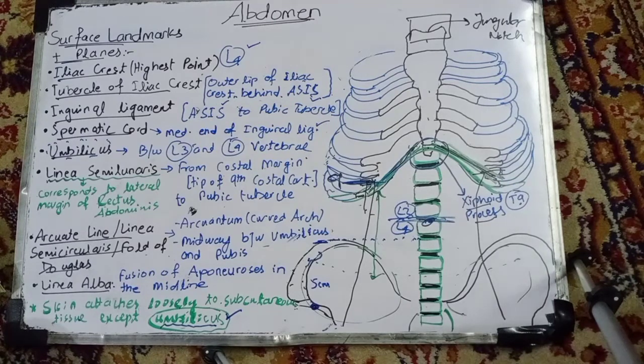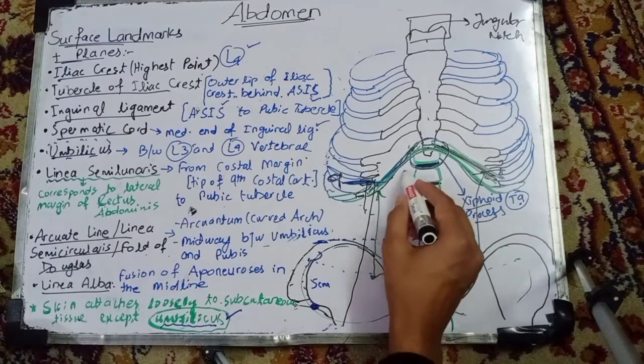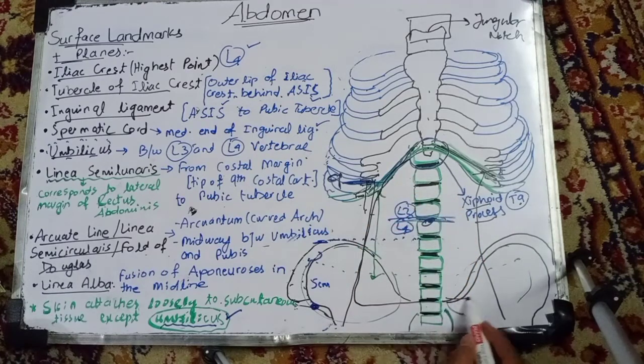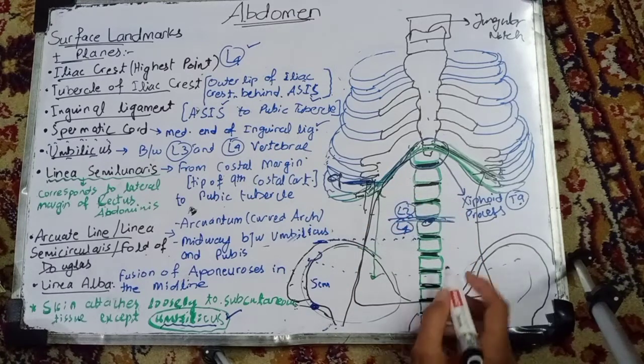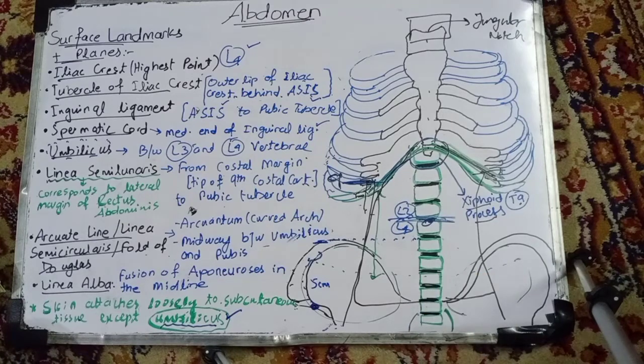Okay, and it basically corresponds to the lateral margin of a muscle. There is a muscle present here, which is called the rectus abdominis. There is an important point about rectus abdominis, that it is also called the six-pack muscle.